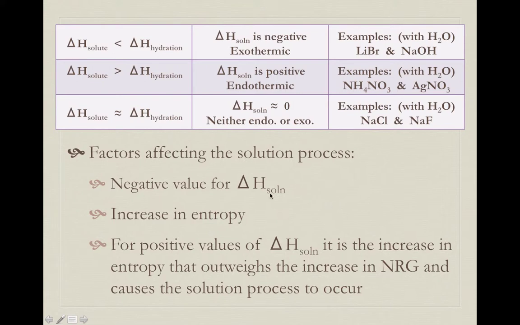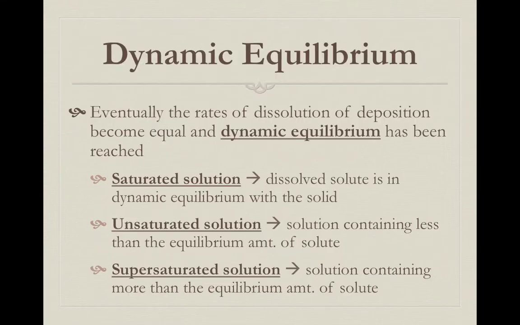The factors that affect the solution process: if you have a negative delta H solution, if you increase the entropy, and for positive values of the enthalpy of solution, it is the increase in entropy that outweighs the increase in energy that causes the process to occur. We talked about dynamic equilibrium before. Dynamic means moving. So when we get this solution process happening, things are still moving in each direction. It's just the net change is zero.